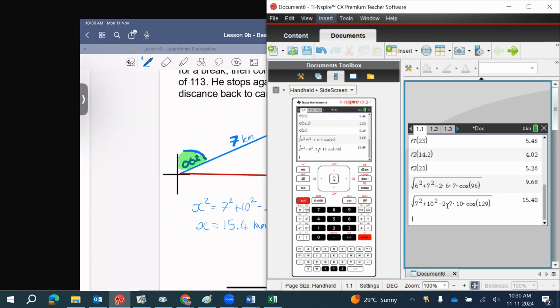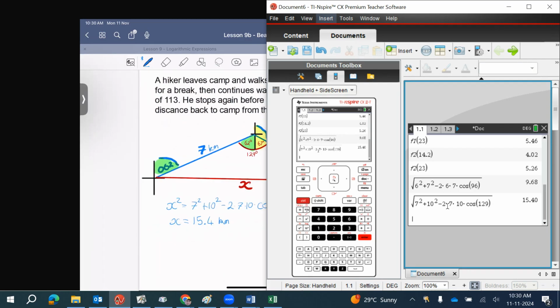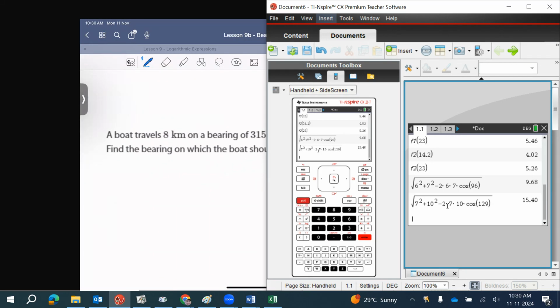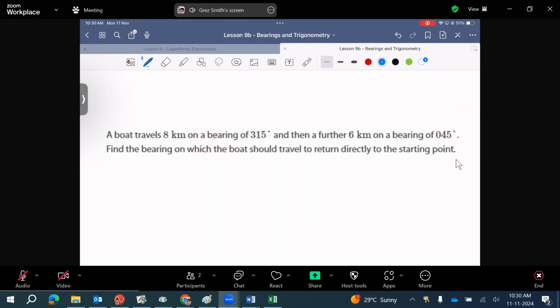All right, let's have a look at our next problem. So have a go at this problem. We should only take 5 minutes now for this one.